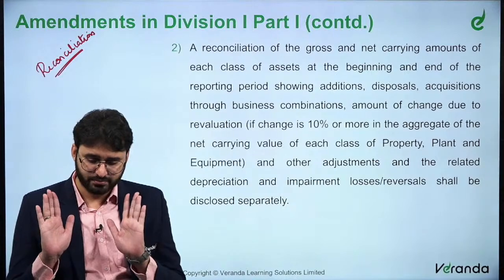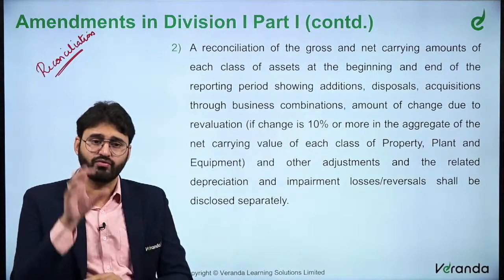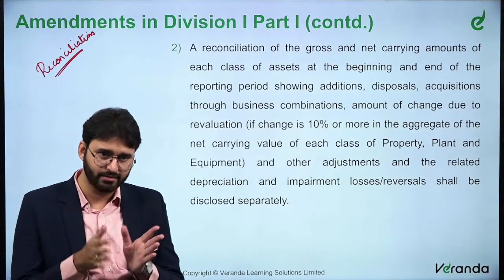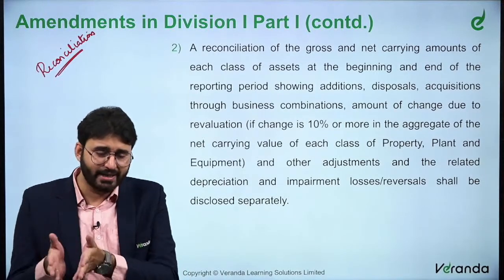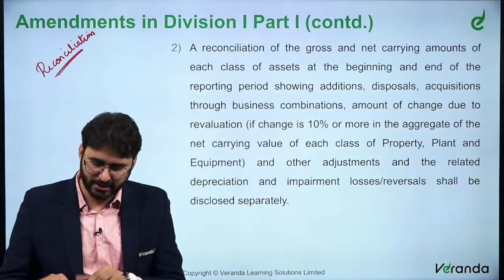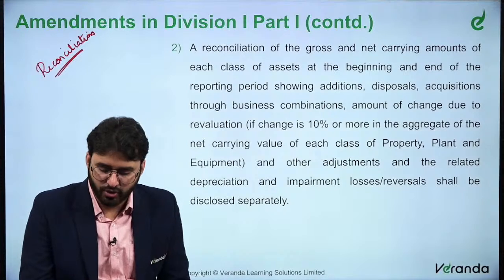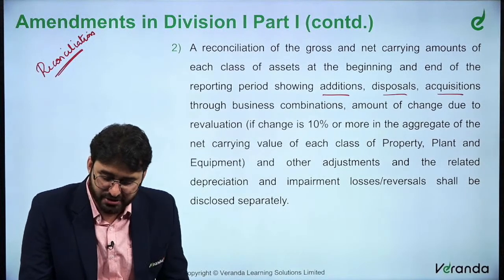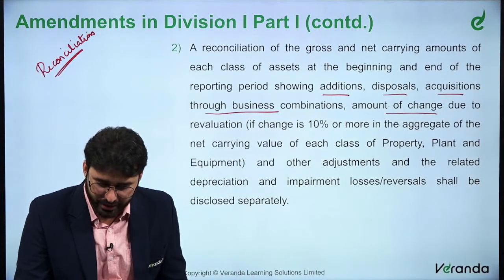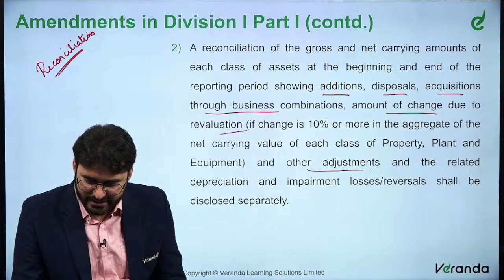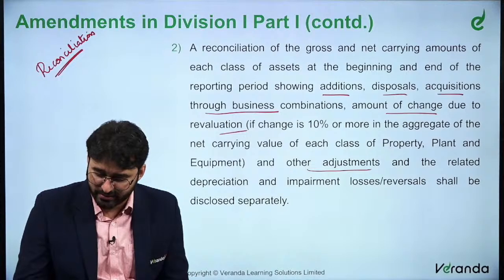They have just given that a reconciliation has to be provided of gross and net carrying amount of each class of asset. What is the class of asset? Land, that is a block of asset. Land, building, plant and machinery, furniture, vehicle, etc. At the beginning and end of the reporting period, showing additions, disposals, acquisitions through business combinations, very important. Amount of change due to revaluation and other adjustments and the related depreciation, impairment loss, reversals shall be disclosed separately. Sir, what does this mean, sir?